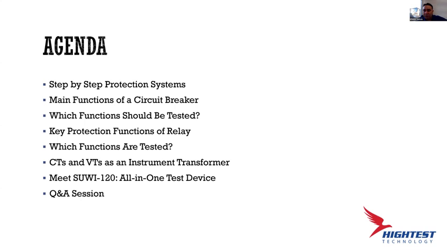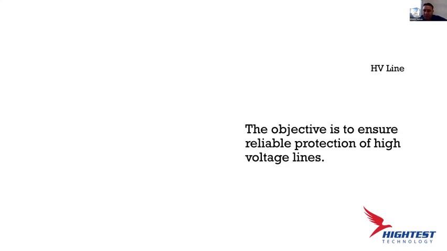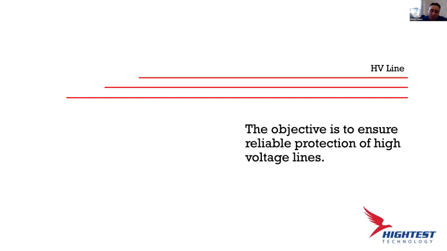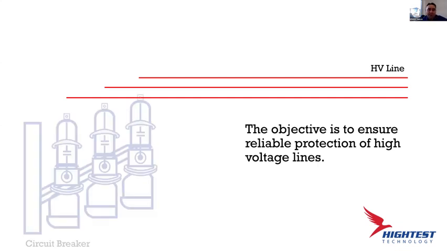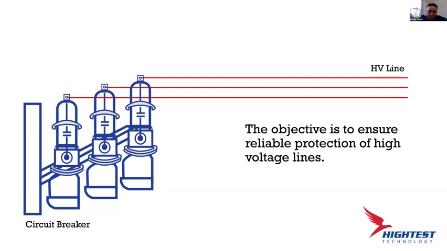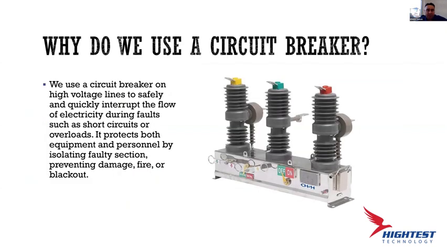First, we need to understand that the objective is to ensure reliable protection of high voltage lines. High voltage lines come to our protection line, and one of our instruments is circuit breakers, so we first need to focus on circuit breakers: what a circuit breaker is, why we use it, and its function.